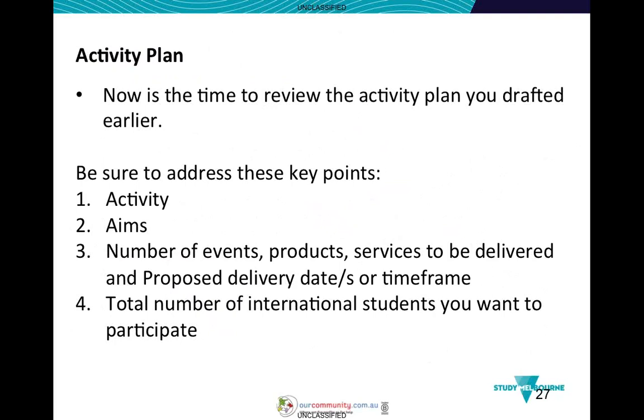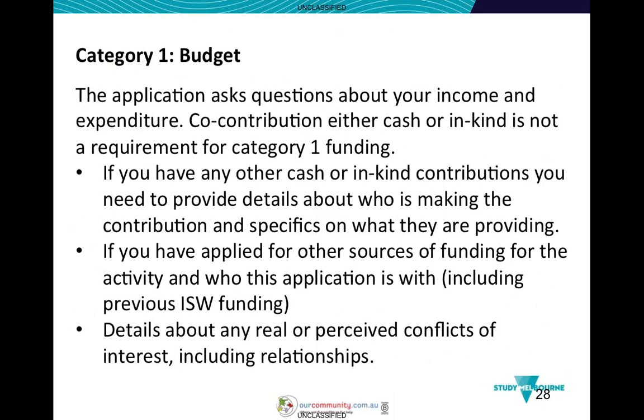So we're going to have a look at budgets. Starting off with Category 1 budget, the application asks questions about income and expenditure. And for Category 1, co-contribution of either cash or in kind is not a requirement. If you're wondering what sort of co-contribution in kind may be, please again refer to the guidelines, and there are some examples there for you. If you've got either cash or in kind contributions, we want to know details about who's making the contribution and specifics on what they're actually providing.